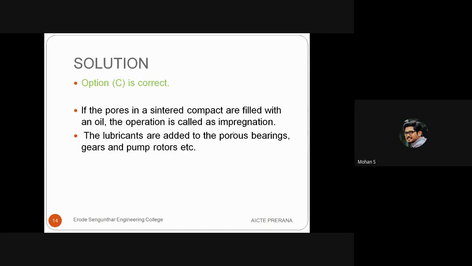Let us see the explanation. If the pores of the sintered compact are filled with oil, the operation is called impregnation. The product is manufactured under the powder metallurgy process, but still the pores are present in it. If we use oil to fill those pores, it means the material is impregnated, and the material becomes more durable. Lubricants are added to porous bearings, gears, and pump rotors. Bearings, gears, and pumps are products that are manufactured using powder metallurgy.